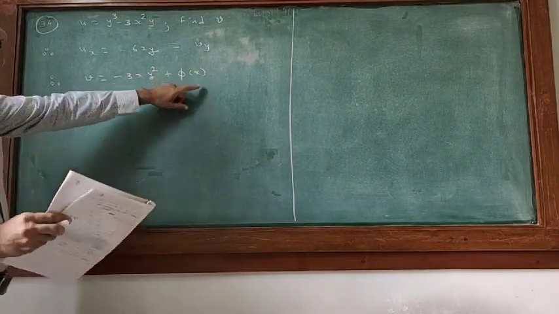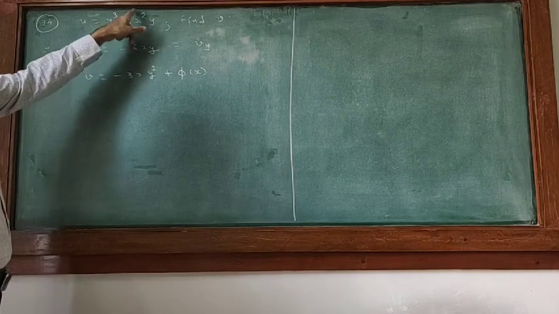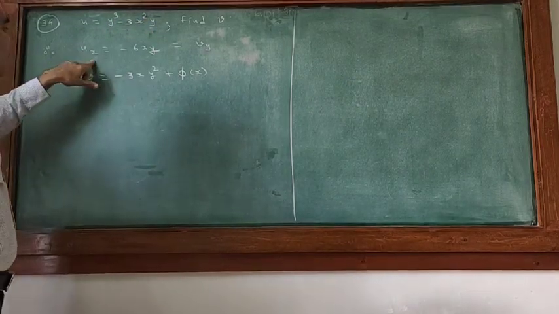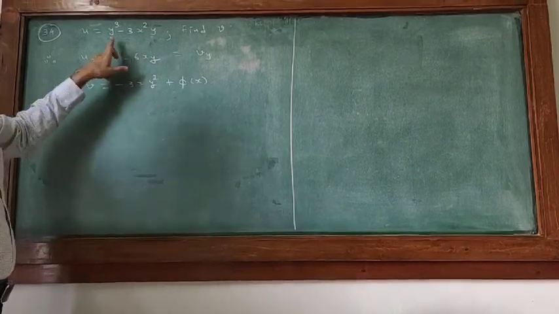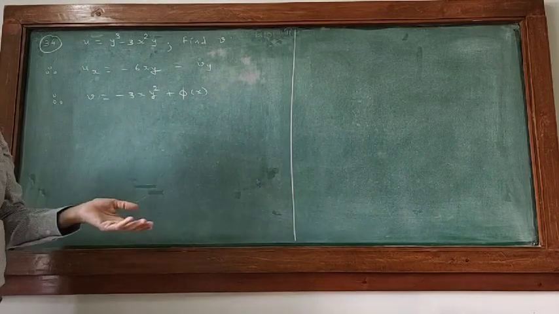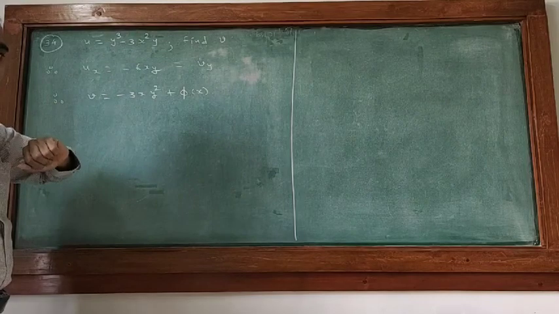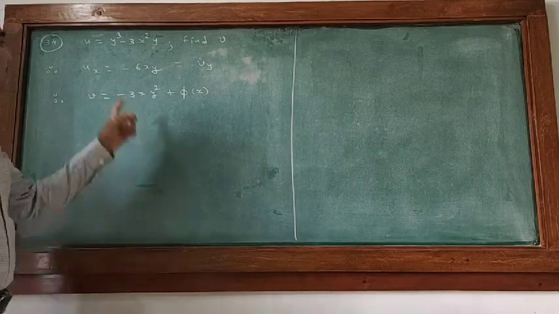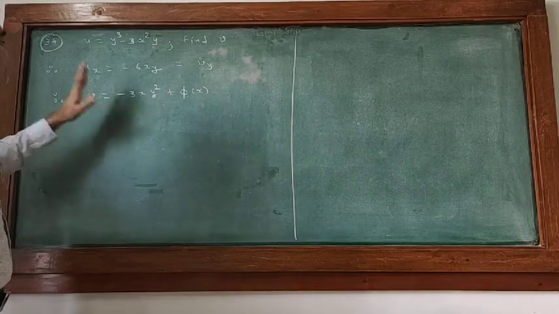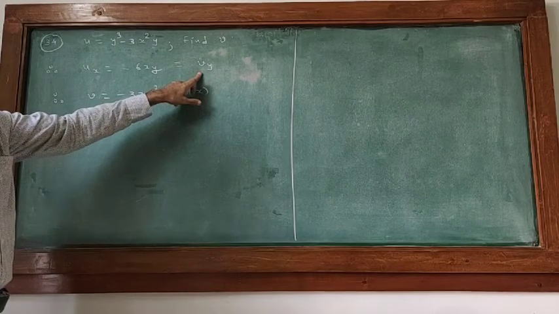Now here what we are doing: u is y cube minus 3x square y, and ux equal to minus 6xy. The differentiation of y cube with respect to x is 0. Minus 3y is constant, but the derivative of x square is 2x, and therefore minus 6xy. Ux is vy, and therefore vy is minus 6xy.